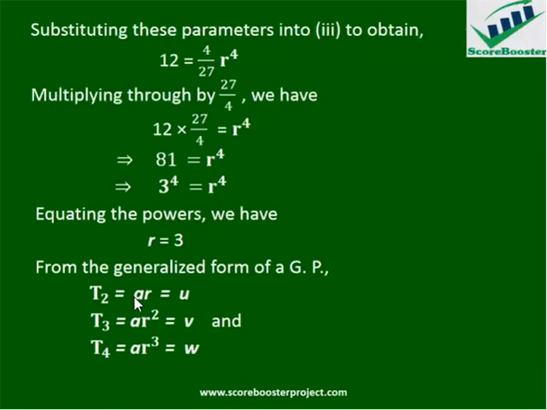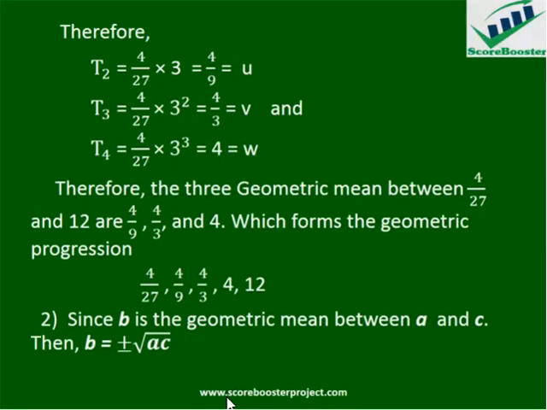So we substitute the value for the first term and common ratio, we multiply them together to get u. We substitute the value for the first term and multiply the common ratio twice with the first term, we get the value for v, and we also get the value for w by multiplying the first term with the common ratio thrice. So now substitute the parameters into this. We have T2 equal to 4/27, which is the value for a, multiplied by 3, which is the value for r. 3 here 1, 3 here 9.